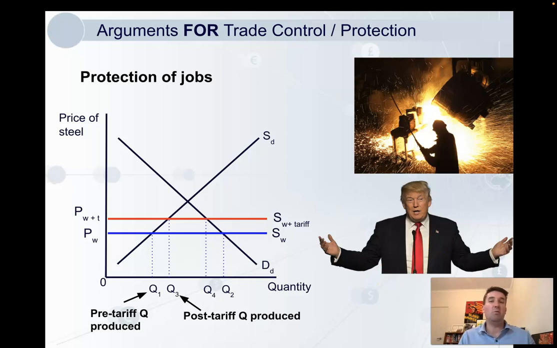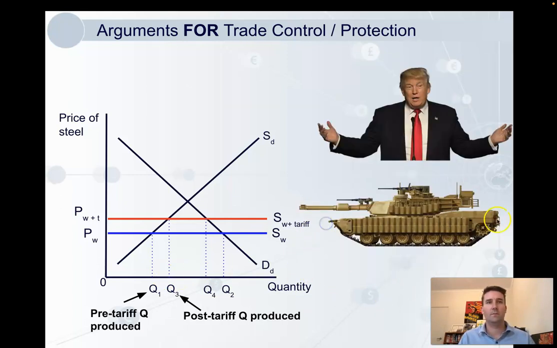Okay, this one's simple. Protection of jobs. This was one of Trump's arguments. He wanted to protect jobs in the steel industry. As we can see, if they produce more steel and aluminium, Q1 to Q3, then they likely need more people to do that production. So it should protect those jobs. National security was another justification for the Trump tariffs on steel. The idea being that if the US steel industry ceases to exist, the country may be vulnerable as they do not have the resources to make their own weapons.